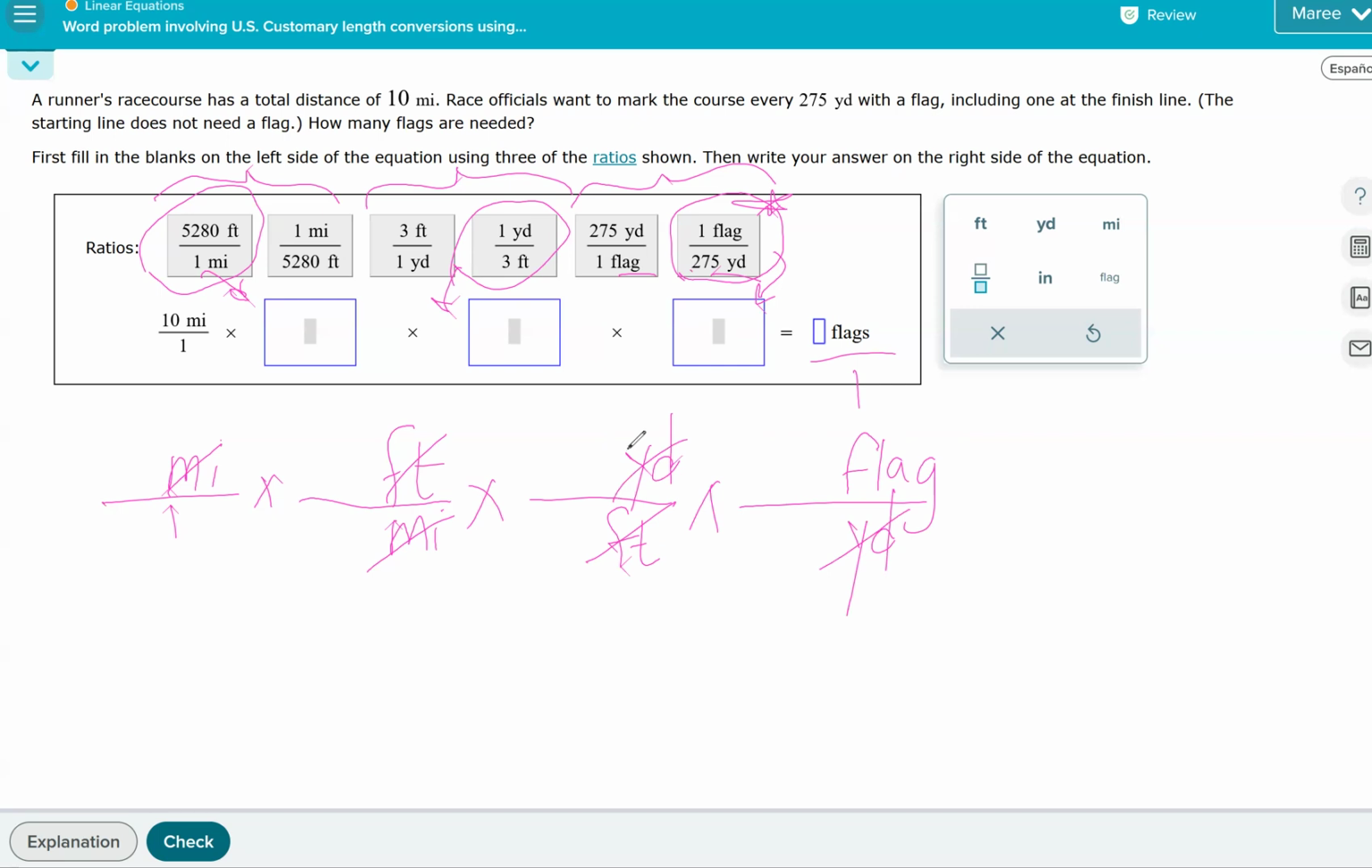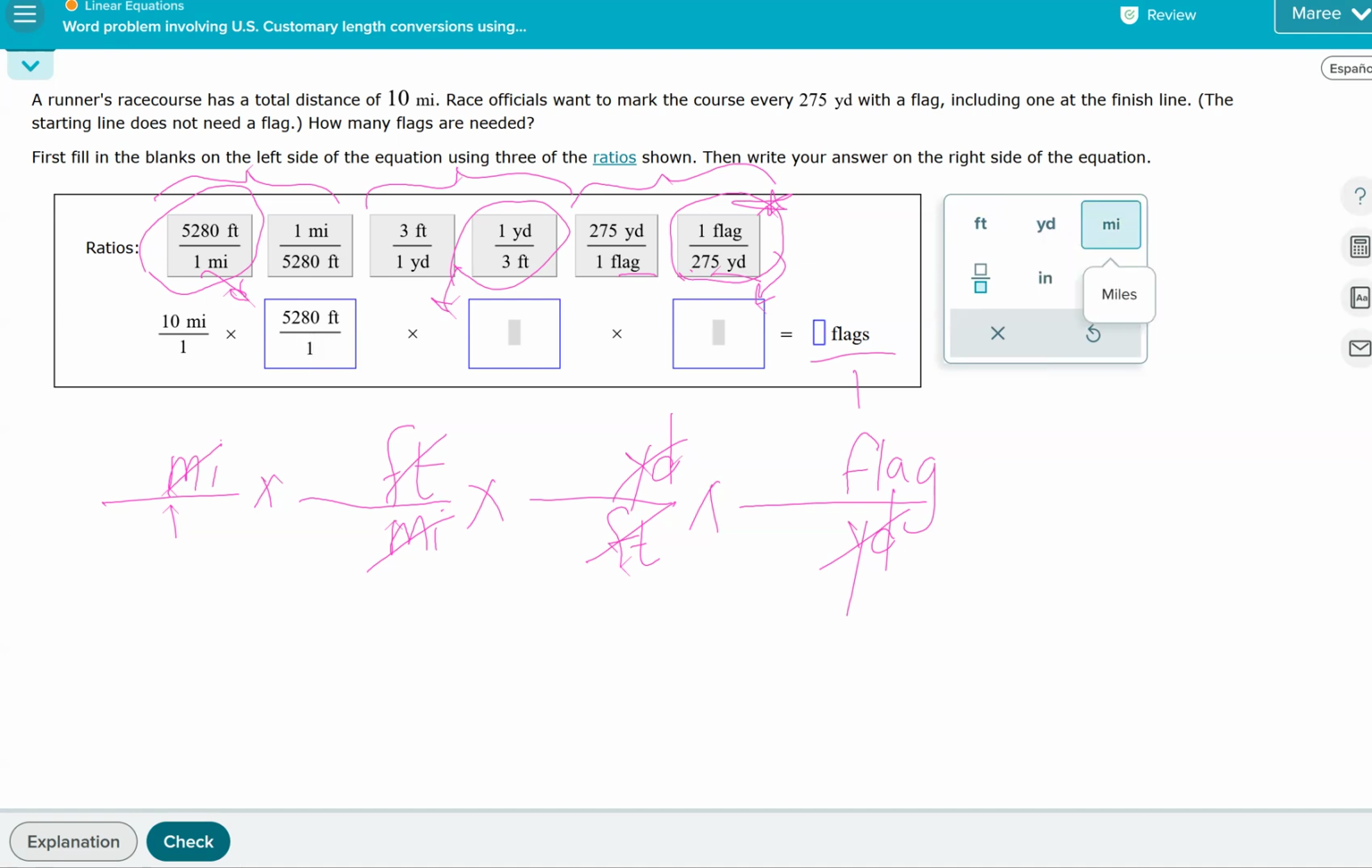So now what we do is we just type in those ratios, and then I'll teach you how to do the numbers so that you can figure out how many flags it is. So we'll type that first one: 5,280 feet is in 1 mile. So 5,280 feet in 1 mile.